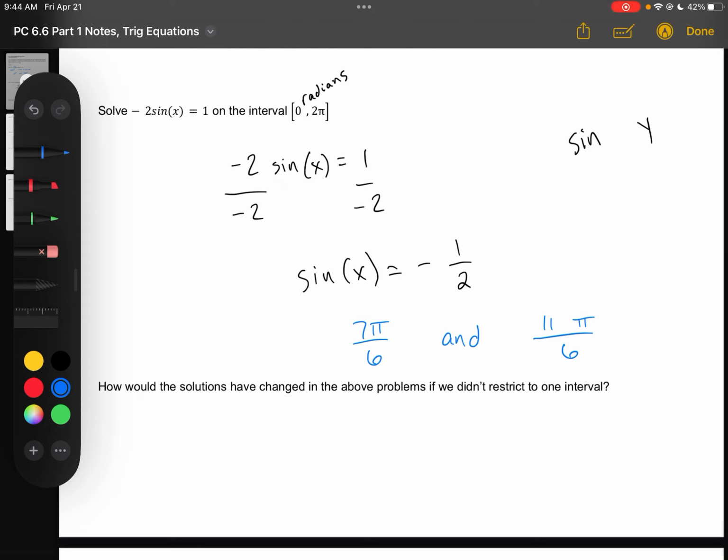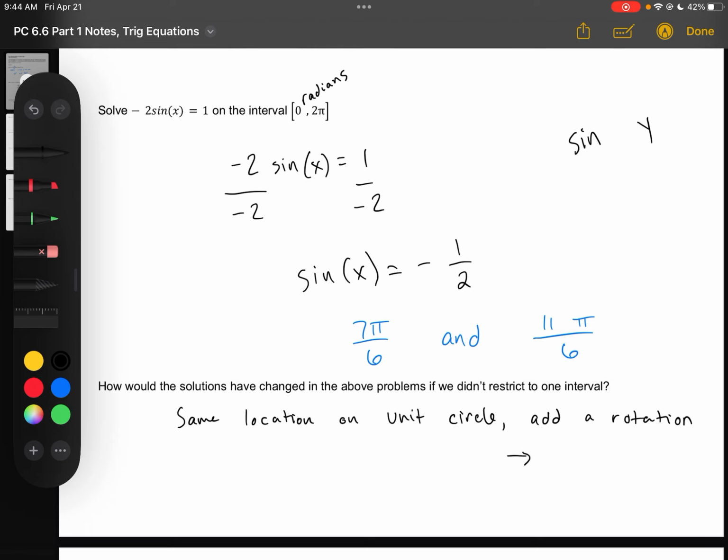So the final question here on the first page is asking us what would happen if we did more than one rotation. And the answer is that it stays in the same location, but it's another rotation. So we'll write that down. We'll say same location on the unit circle. We just have to add a rotation.